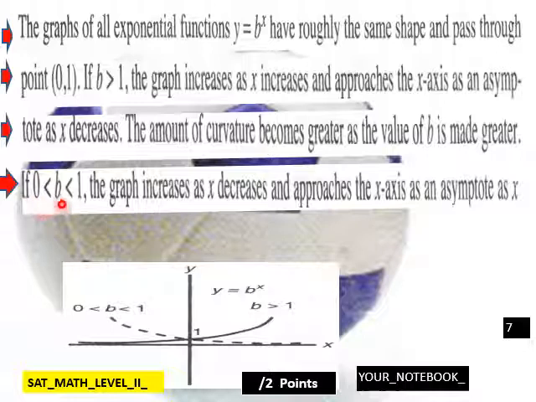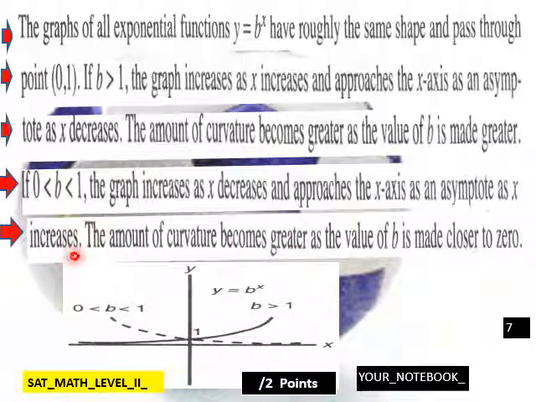If 0 is less than b less than 1, the graph increases as x decreases and approaches the x-axis as an asymptote as x increases. So anyway, if it's between 0 and 1, you have this curve like this. The amount of curvature becomes greater as the value of b is made closer to 0.